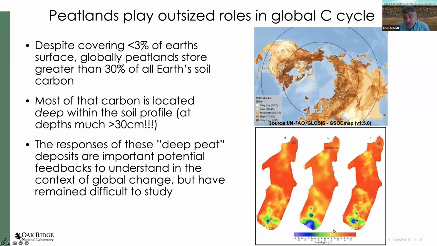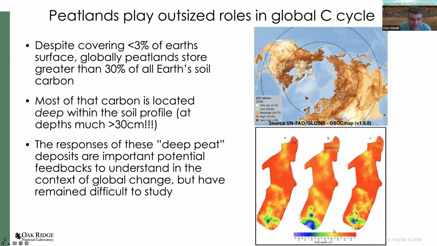So the reason we're interested in gathering this data to start with is that peatlands and peatland soil systems play a comparatively large role in soil carbon cycling and carbon cycling in general across the globe. So despite covering very little of the surface area of the Earth, at less than 3% or so, globally, peatlands store over 30% of all the soil carbon on Earth, which is quite amazing.